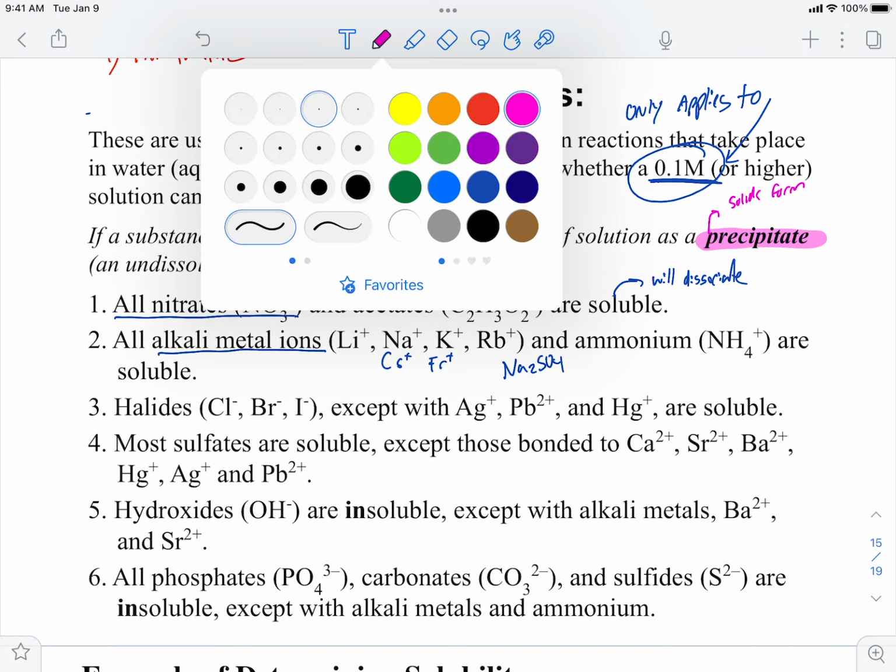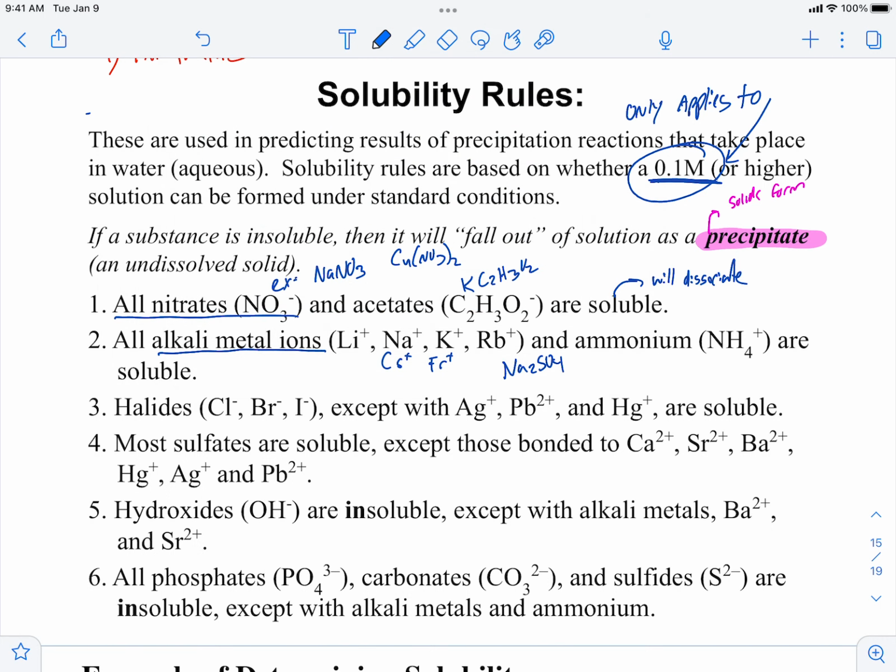Okay, rule 1 also includes ammonium, NH4 positive. So if NH4 positive is in a compound, that is a soluble compound. You can even have something like this, NH4, there are 3 ammoniums in that compound, but that's a completely soluble compound.